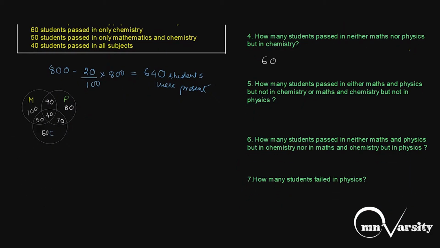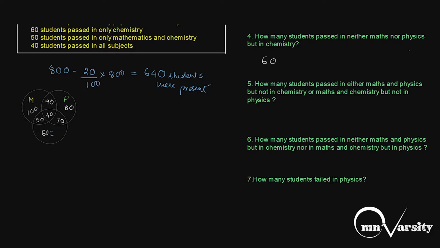How many students passed in either maths and physics but not in chemistry, or maths and chemistry but not in physics? First, we need to find out how many students passed in both maths and physics. That would be this intersection. Then, how many students passed in maths and chemistry? That would be this intersection.